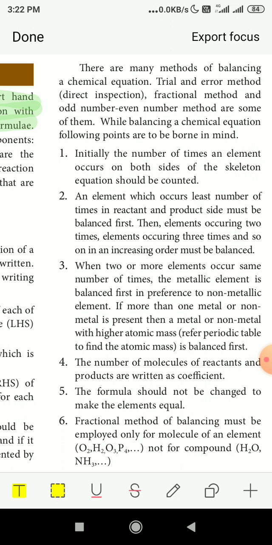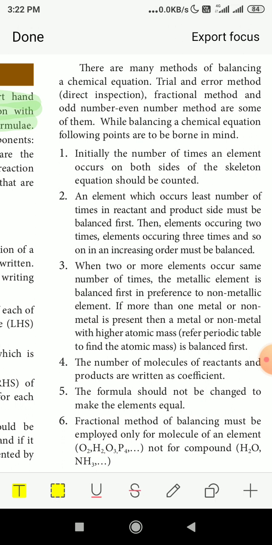Should be calculated first, both in the reactant side and the product side. An element which occurs the least number of times in the reactant and the product side must be balanced first. First, we have to balance the product side. That means after the arrow mark, what is there should be balanced first.